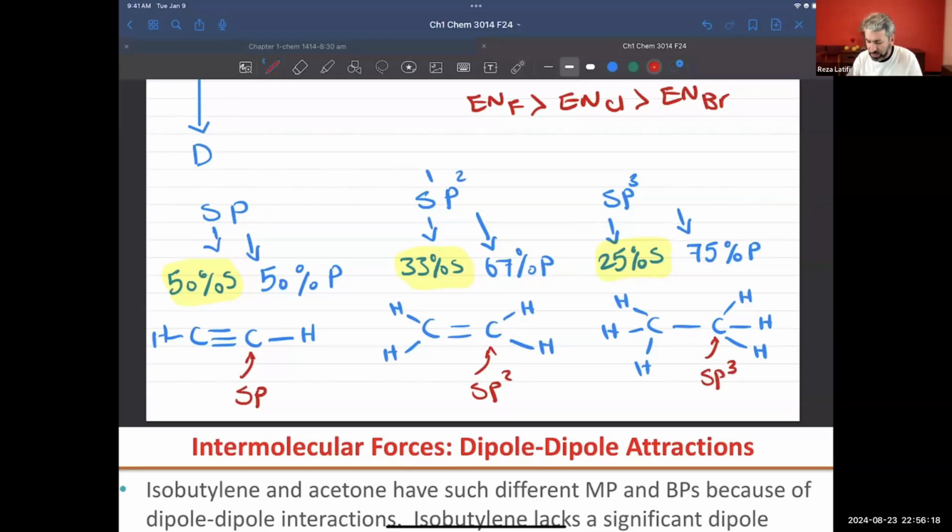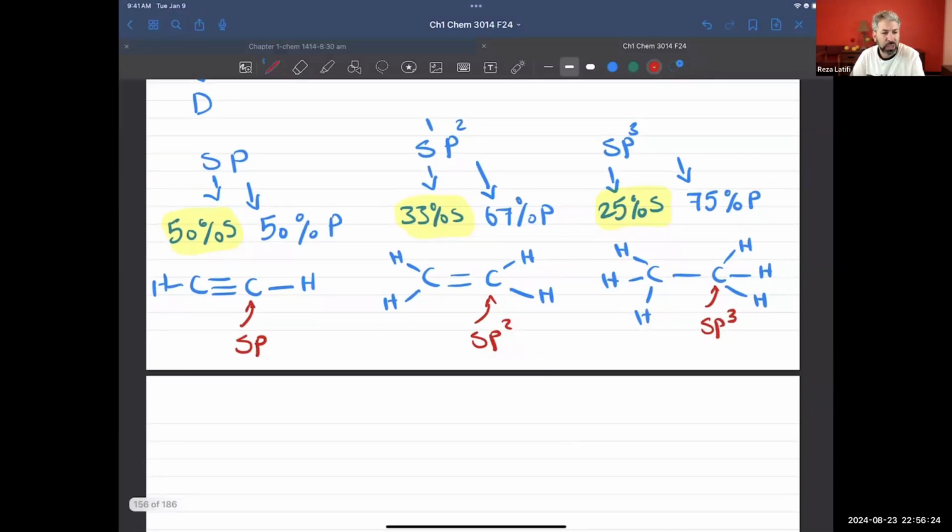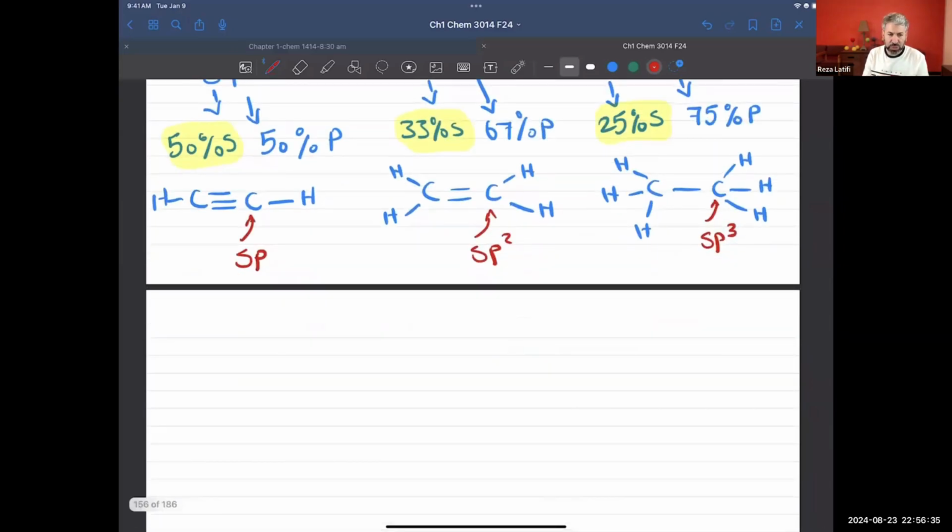Which one of these is more electronegative? Which one has a higher tendency to pull the electrons to itself? The one with sp hybridization. So the first one will have the higher tendency to pull electrons. If you have that carbon attached to another species, it is going to pull electrons stronger to itself. So electronegativity has this trend.